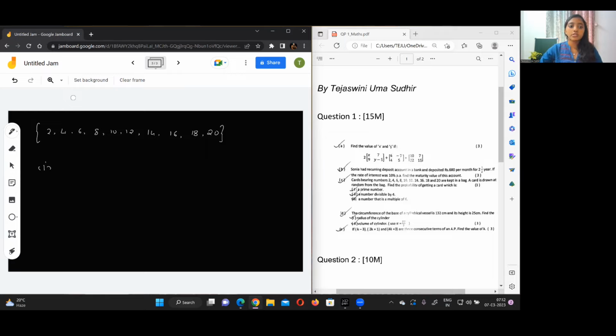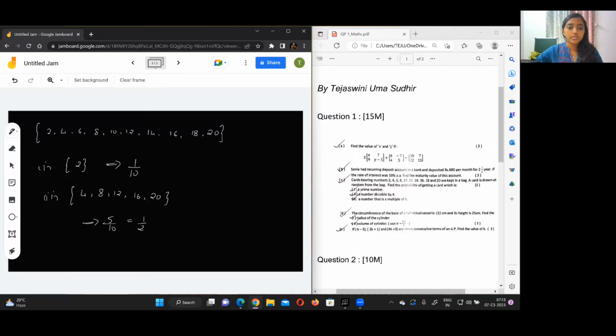Prime number in this entire set is only 2. So it's only 2, and the total number is 1, 2, 3, 4, 5, 6, 7, 8, 9, 10. So your probability of getting a prime number is 1 on 10. Then the second bit is to find a number divisible by 4. 4 is divisible by itself, so it is 4, 8, 12, 16, 20. So it is 5, therefore your probability is 5 by 10, which is nothing but 1 by 2.